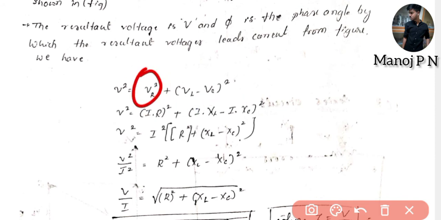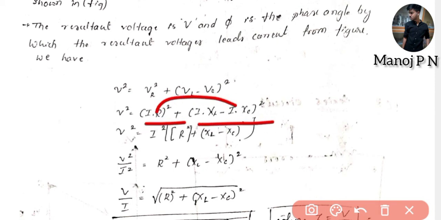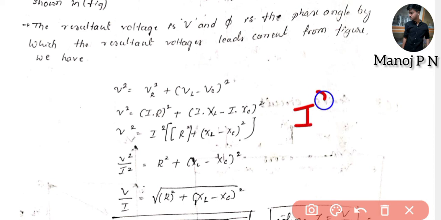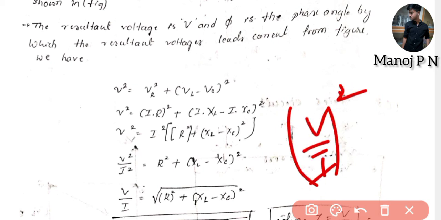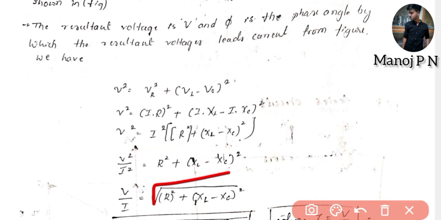Now write the simplification of VL, VC and VR: VR equals I into R, VL equals I into XL, and VC equals I into XC, whole square. Since I is common in both terms, we take I square common and send this I square to the left hand side. When we take V by I, we take the square outside, that will be the square root of R square plus XL minus XC whole square.